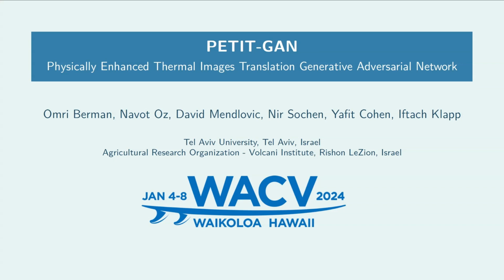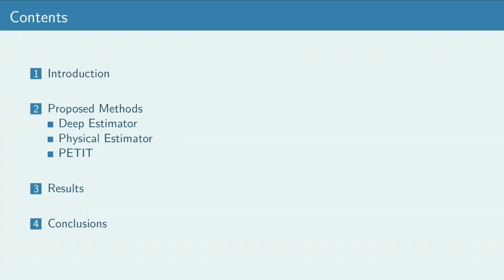The paper is named PETIT-GAN, Physically Enhanced Thermal Images Translation Generative Adversarial Network, and was written in collaboration with Tel Aviv University and the Volcani Institute of Agricultural Research. We will begin our presentation with a brief introduction, followed by our proposed methods. We'll then look at some results of our methods, and finally draw some conclusions based on the results.